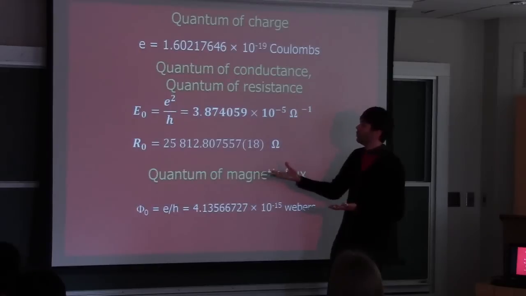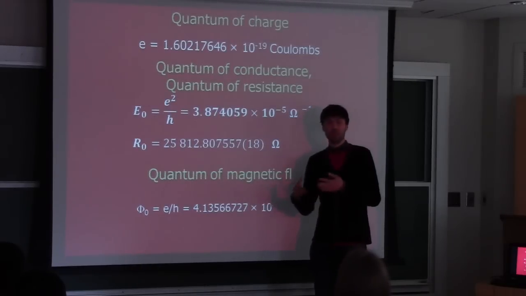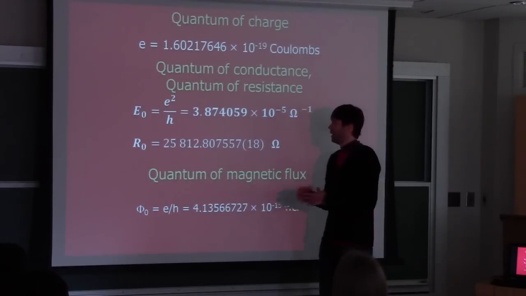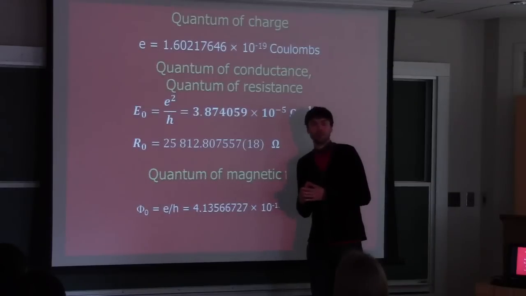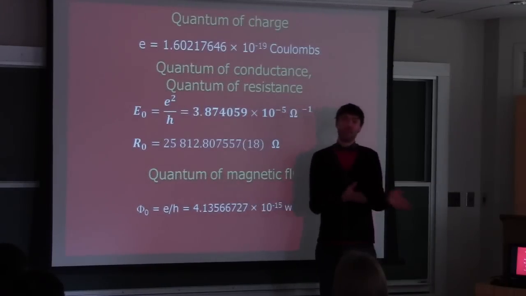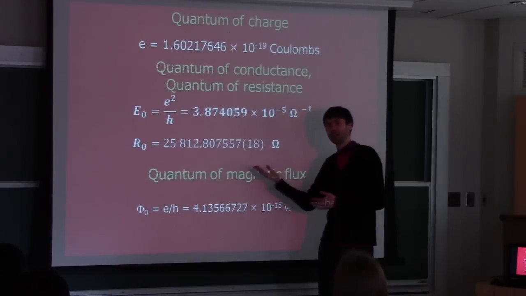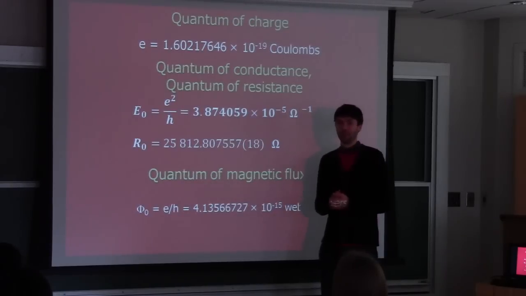Yeah? So for example, if a resistance of a system is smaller than the quantum of resistance, then maybe the system will behave classically. If the resistance is higher, some kind of quantum effects might show up.